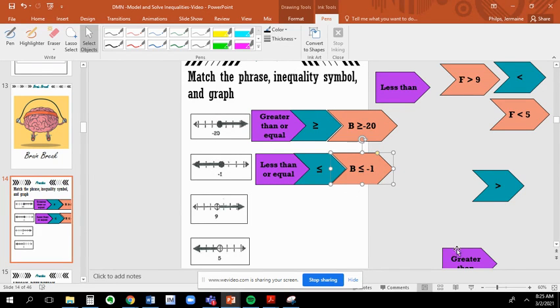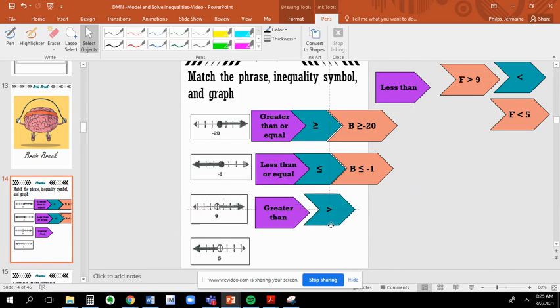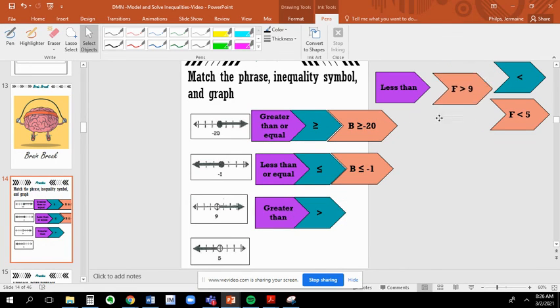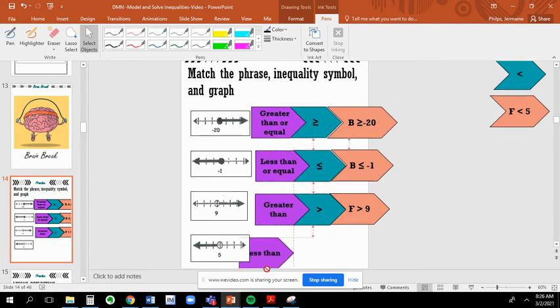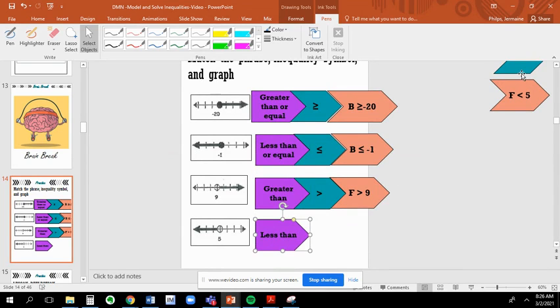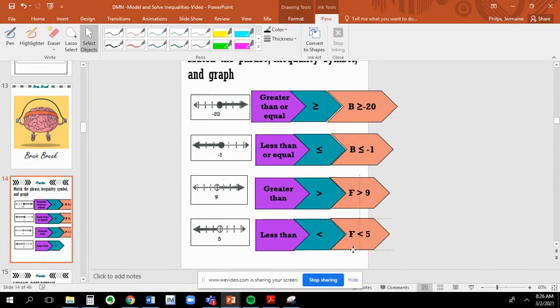Over here we've got a greater than, so we use our greater than symbol. And this is saying that F is greater than 9. And that matches. And then lastly, we have a less than symbol. And for our less than symbol, remember it's facing towards the other number, and we're saying that F is less than 5.